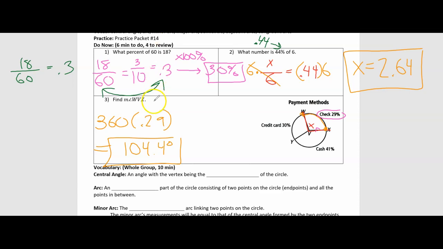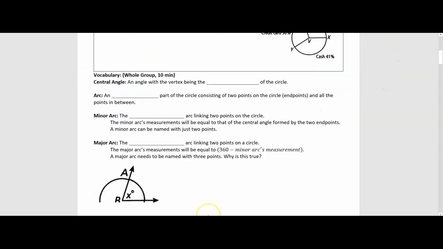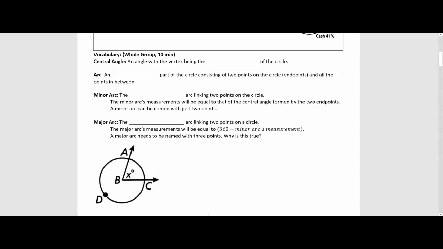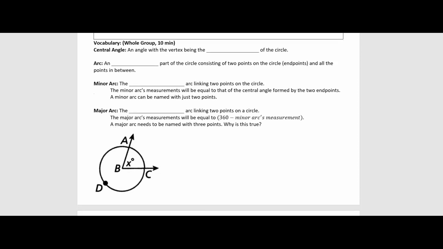All right, let's move on to some more vocab. I know that last video was a heavy vocab day as well. A central angle in a circle is an angle with the vertex being the center of the circle. It's pretty straightforward. Central angle, vertex must be the center. Here in this circle, angle ABC would be a central angle because B is the center of the circle.